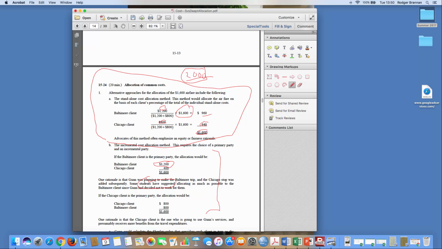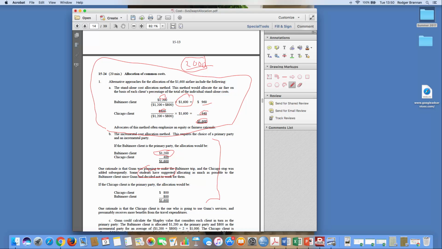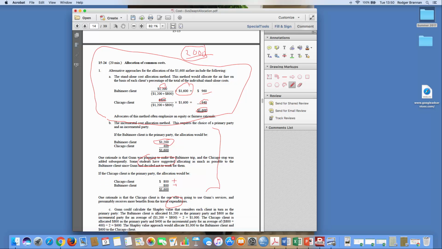Now I could also reverse the order, and that's one of the inherent problems or challenges with this. I can allocate to my Chicago client first. They pick up all $800, what they normally would have paid. What's remaining is then going to get allocated to my Baltimore client. Now again, part of it is internally, why do I want to do it? And that's what they explain here in these two little paragraphs after each of these allocations. As I said, with the incremental method, there are some internal decision-making reasons why I might want to use it, but I would certainly never want to disclose it to the client.